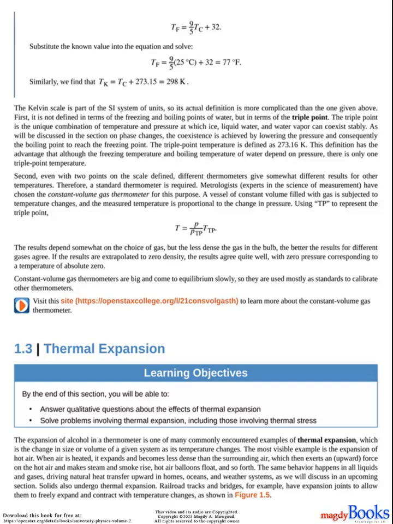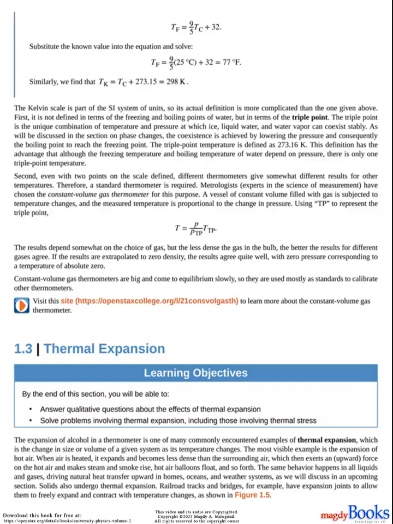This definition has the advantage that although the freezing temperature and boiling temperature of water depend on pressure, there is only one triple point temperature. Second, even with 2 points on the scale defined, different thermometers give somewhat different results for other temperatures. Therefore, a standard thermometer is required. Metrologists, experts in the science of measurement, have chosen the constant volume gas thermometer for this purpose.